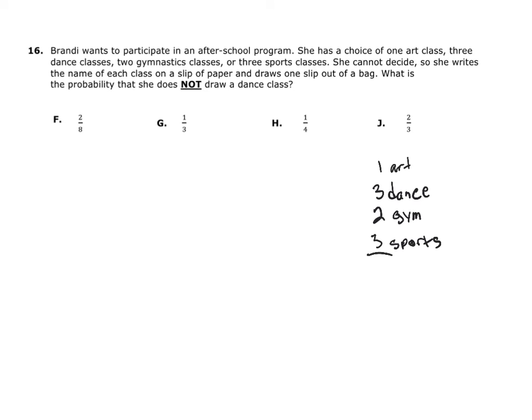So let's add all these up first. So we got 4, 5, 6, 7, 8, 9. 9 total. Okay, and it says not draw a dance. So we have to figure out not dance. So if there's 9 total, 3 of those are dance. We take away 3 to get 6 that are not dance over 9 total. So now when we reduce this number, we can divide each by 3 to get 2 over 3. So your answer is J.